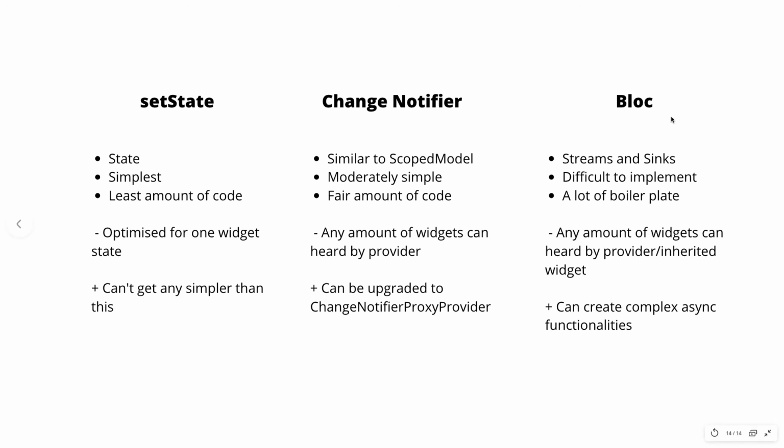And lastly, bloc. Blocs deal with streams and sinks, and it is difficult to implement and get started because you have to learn what are streams and sinks, and there's a lot of boilerplate that you have to work around with. Also, it can be heard using provider and inherited widget. And the plus point is that it can create complex async functionalities. You can have behavior subject and you can have combined streams. Very useful if you have a lot of data that is updated accordingly. So these are my comparison.